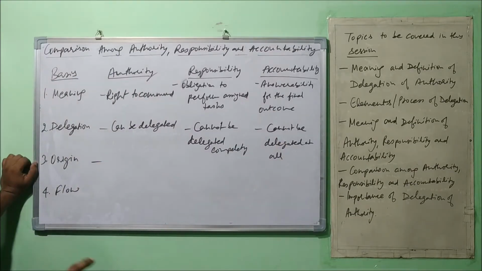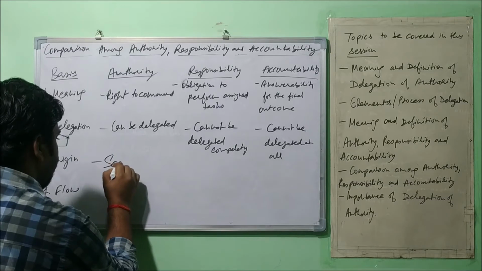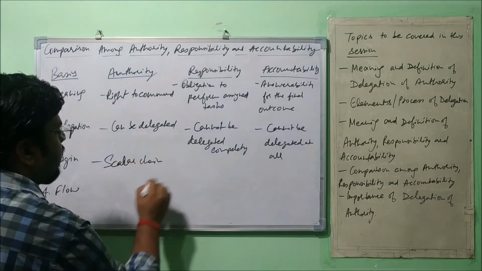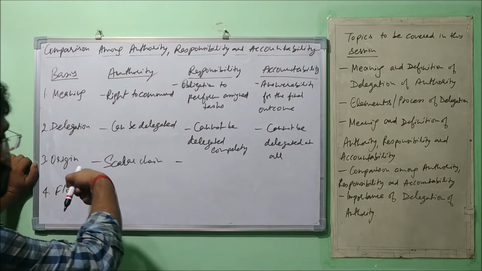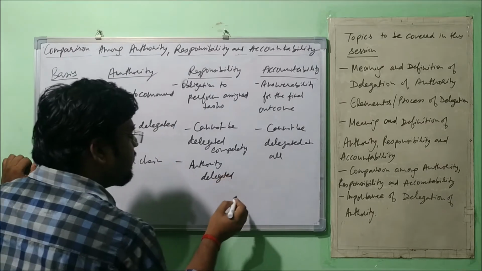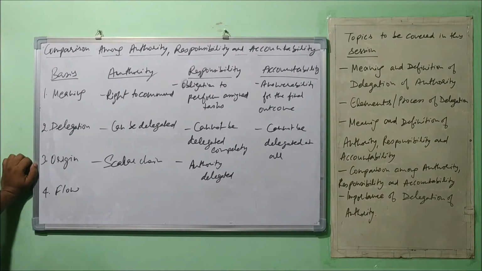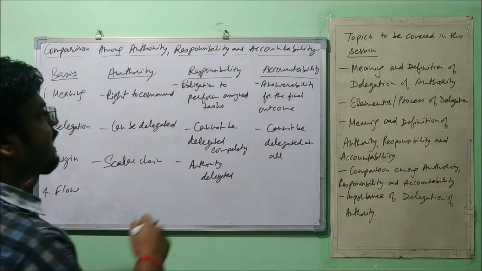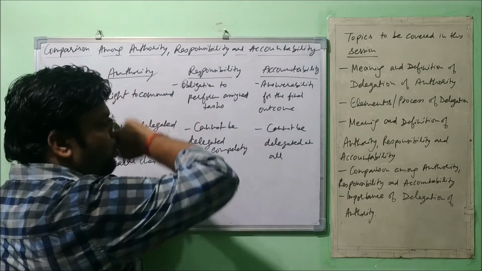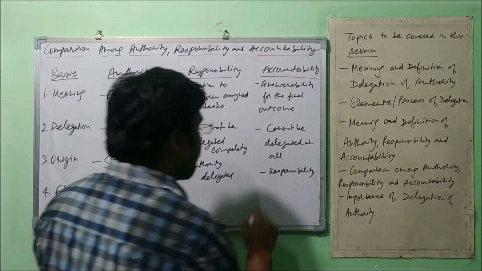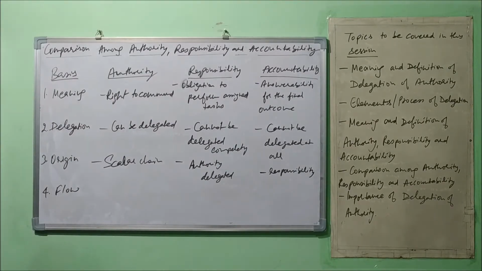Authority is created due to the scalar chain, the formal job positions in the organization. So in short, I just write down here the scalar chain. Responsibility is originated due to the authority delegated. When some authority is delegated, only then the responsibility also comes along with it. And accountability is originated due to this responsibility. Understood? It arises from responsibility.